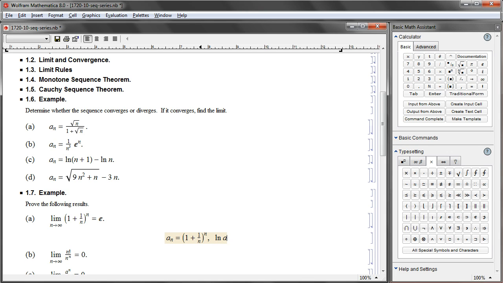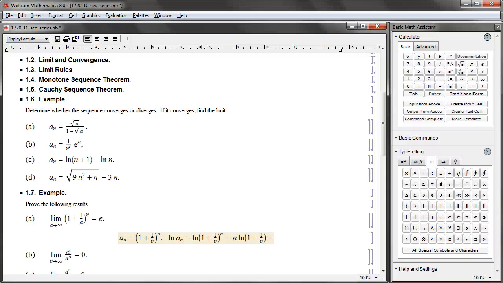So log of a_n will be log of (1 plus 1 over n) to the nth power. But then again, you can use the log rule, right? n times log of 1 plus 1 over n. So n comes out. Now what do we have? We ended up with an infinity times 0 type limit. As n goes to infinity, log of 1 plus 1 over n goes to log of 1 plus 0. Log of 1 is 0, so we end up with a 0 times infinity type limit.